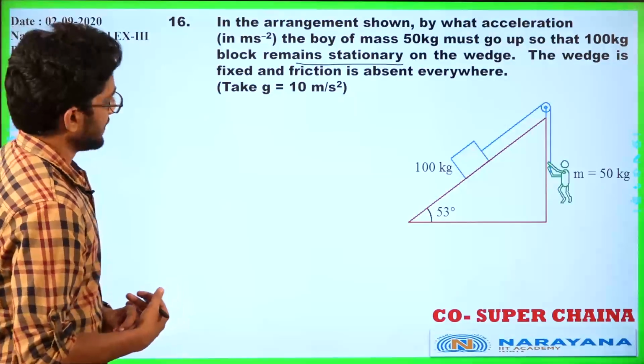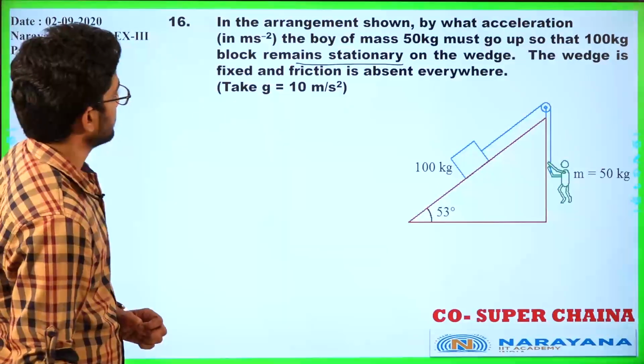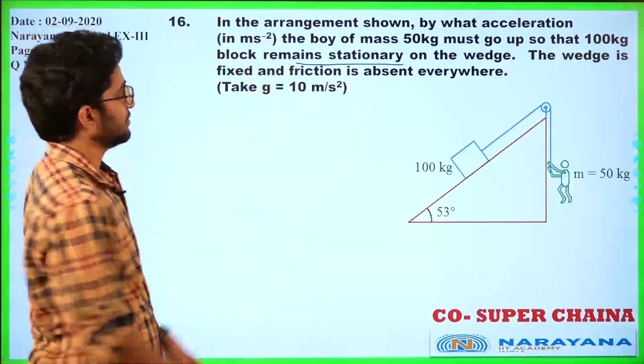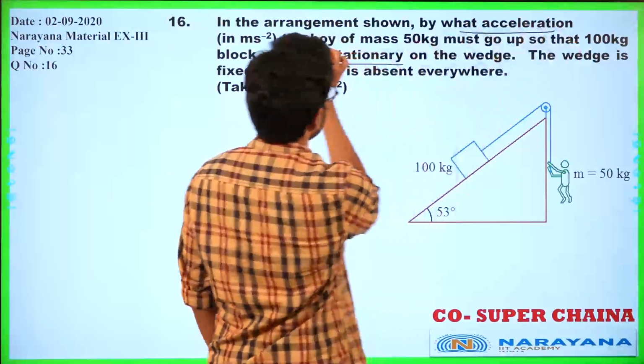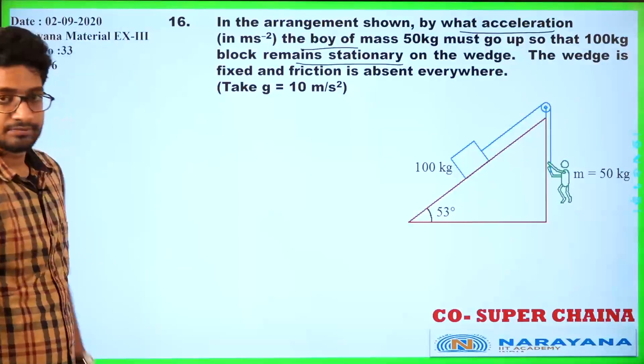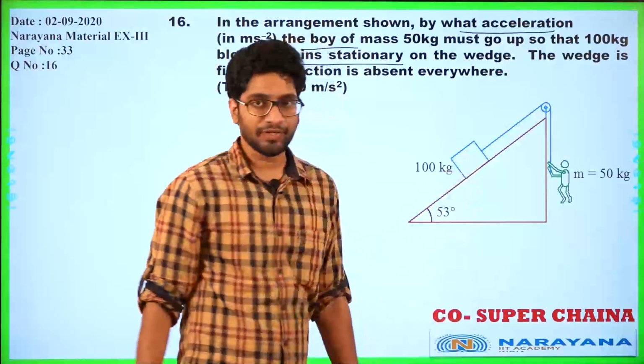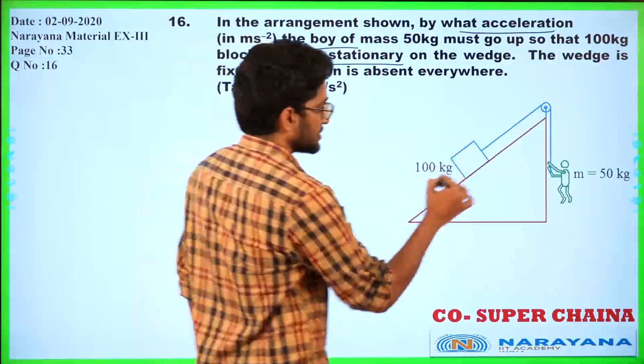Stationary on the wedge, which is fixed, and the friction is absent everywhere. So you need to find the acceleration of the buoy, or the acceleration of the man who is climbing up. So take free body diagrams. Net force on this block should be 0 because it should not be moving. So what are the forces acting on it?